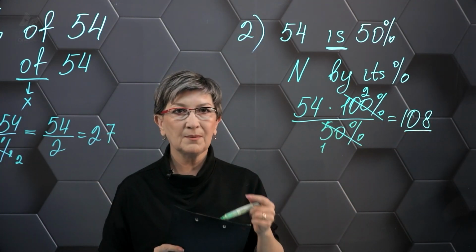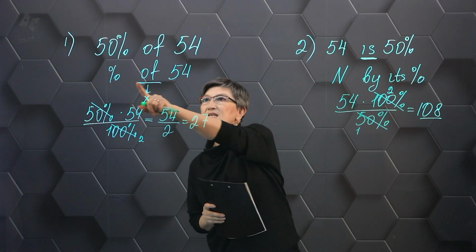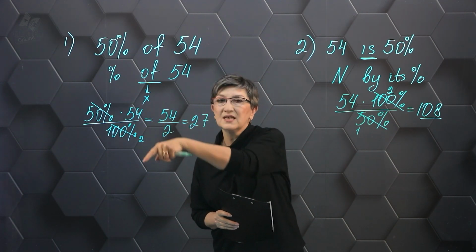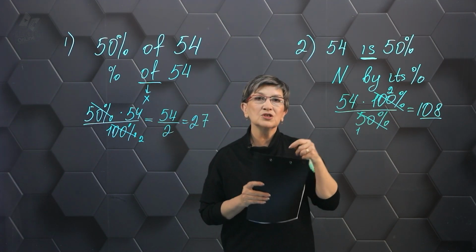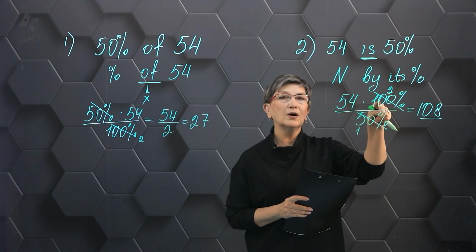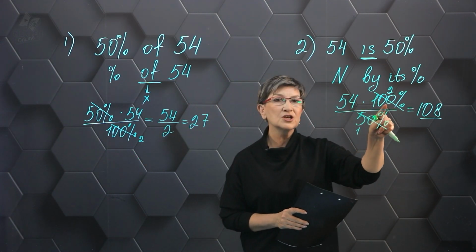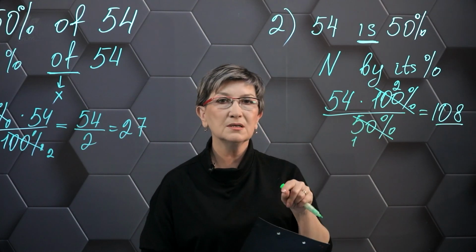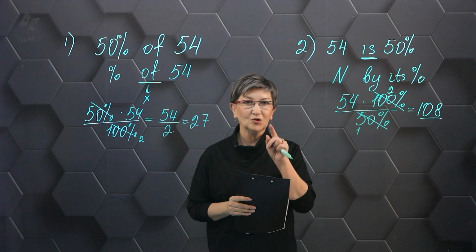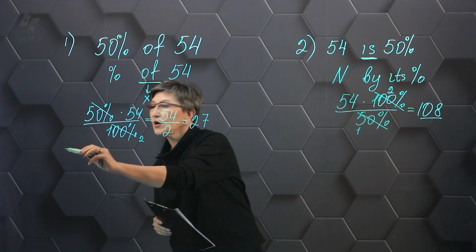These are the two positions you have to deal with. You have to understand clearly what you need to find: the percent of a number, then you multiply the number and the percent and divide by 100, or you need to find the number by its percent. In this case, the 100 we put in the numerator. Notice here we divide by 100 and here we multiply by 100. And the percent itself we put in the denominator and do these operations. I told you that there are many ways to solve this problem. I will show you one more way.